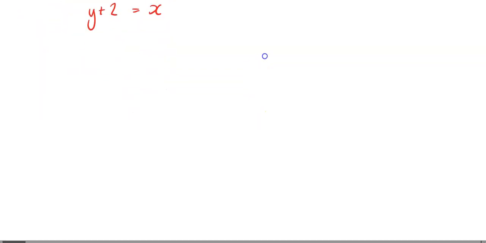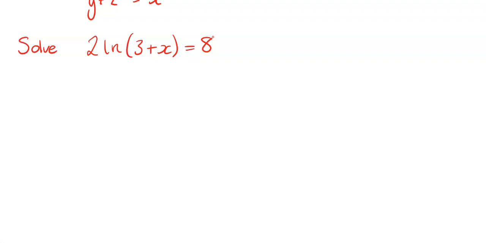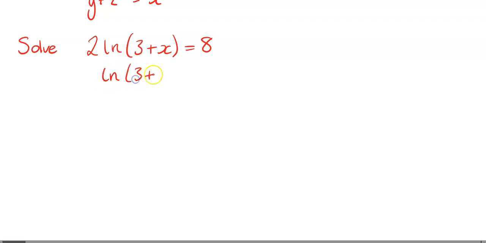And the last one I've got for you is a solve. Alright, so solve 2 ln of 3 plus x is equal to 8. Well, the first thing to say is you can't raise it if there's things in front of the ln or the log. So I'm going to divide by 2 to leave me with ln of 3 plus x is equal to 4. Now I can raise it.